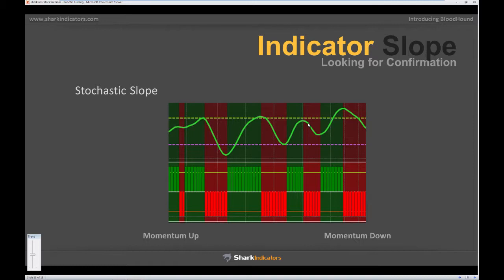Okay, so imagine you want to look for long trades. What you're looking for is higher highs and higher lows in the price swing trend. You're also looking for a positive stochastic slope, and you're looking for a cross on the SMA 30 in the upward direction, above the SMA 30.